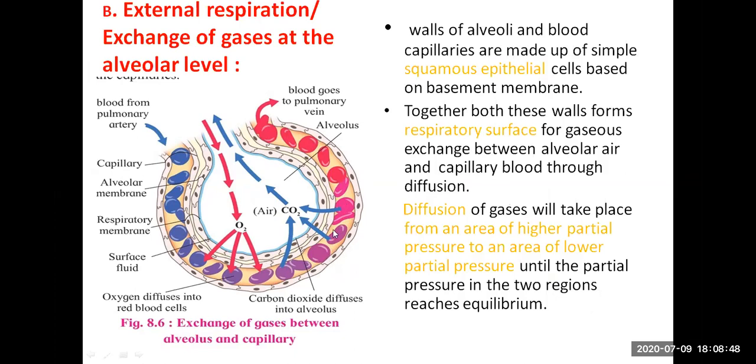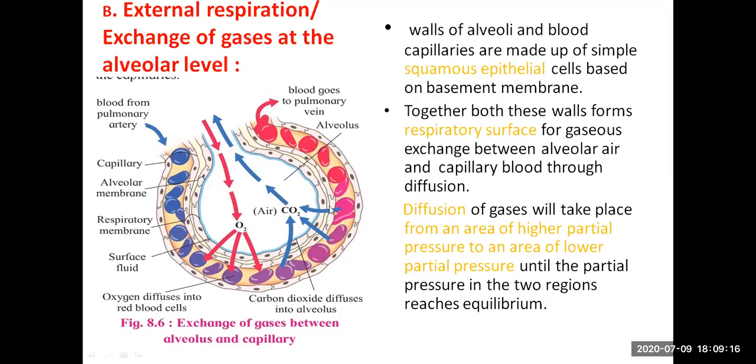So the walls of both the alveoli and the blood capillary are in very close association, okay, and their walls are made up of only a single layer of cells, and those cells are simple squamous epithelial cells which are based on the basement membrane. So both are made of a single layer of cells, and both layers are made of the same type of cell.